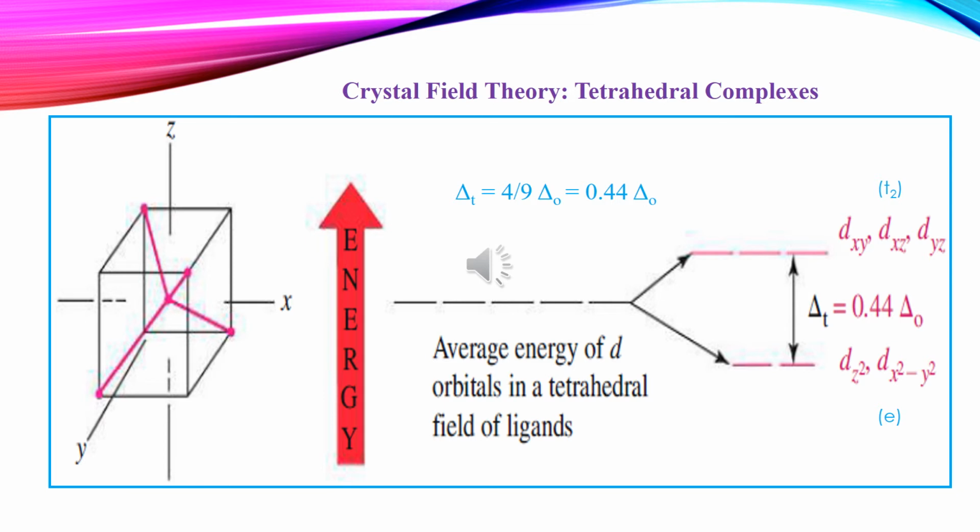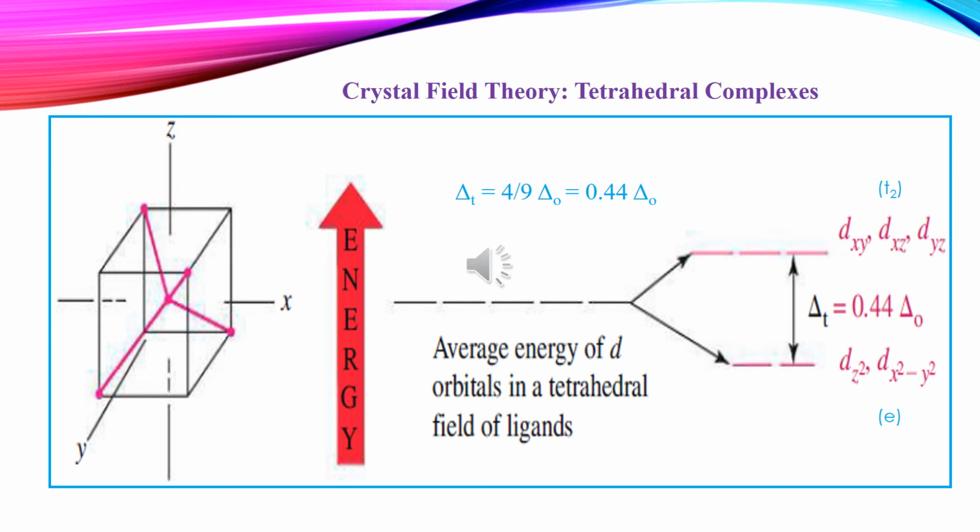In tetrahedral complexes, the tetrahedral crystal field splits these orbitals into the same t2g and eg sets of orbitals as does the octahedral crystal field. The t2g set contains dxy, dxz and dyz, and the eg set contains dx squared minus y squared and dz squared. But the two orbitals in the eg set are now lower in energy than the three orbitals in the t2g set, as shown in the diagram.